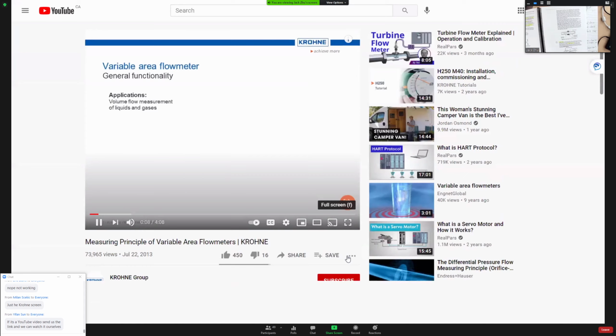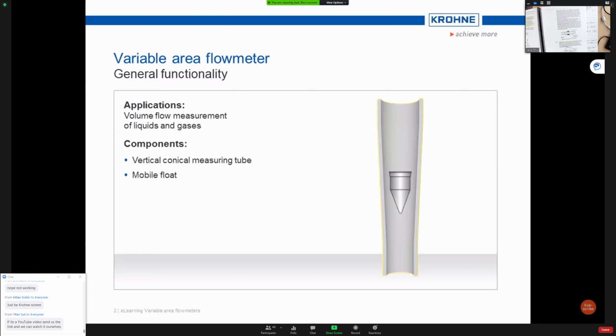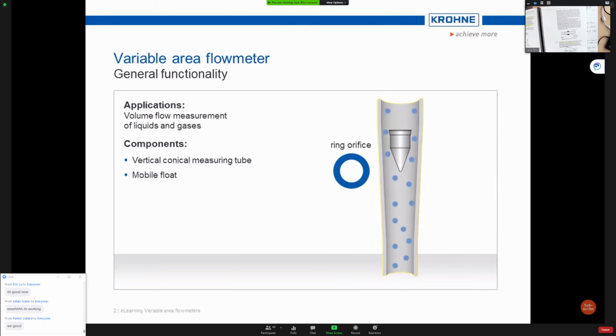Variable area flow meters are used to measure the volume flows of liquids and gases. They consist of a vertical conical measuring tube which widens upwards and a specially formed float which can move up and down freely in the measuring tube. Together, the reference position of the float and the measuring tube create a variable ring orifice. The higher the position of the float, the larger the ring orifice, and therefore the cross-sectional area through which the medium can flow past the float. This is the origin of the English designation of the device.